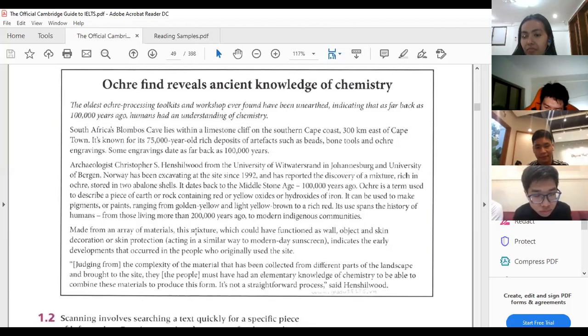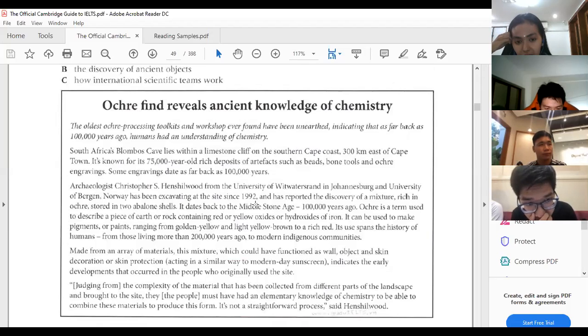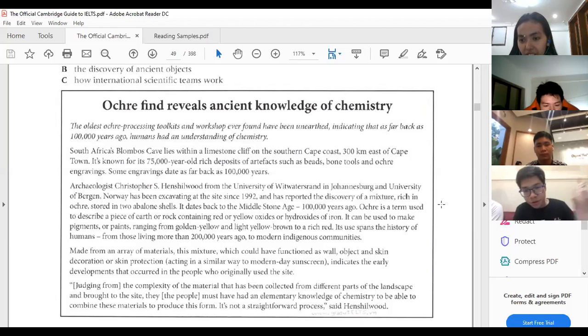200,000. Where is it and what does it mean? In the third paragraph. Yes, and they are talking about the history of humans that they use plants. Like they compare those living more than 2,000 years ago to the modern indigenous communities. Very good. So 2,000 years ago is also the age and refers to the history of humans. Nice.